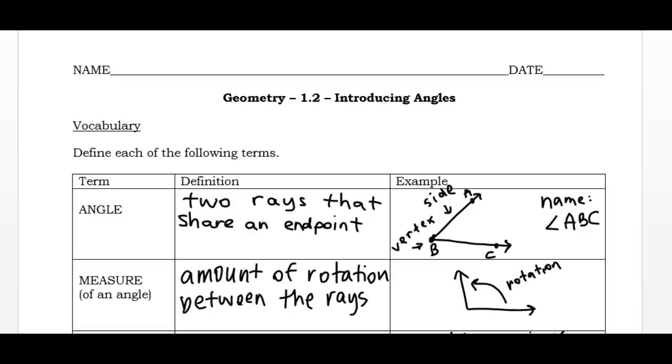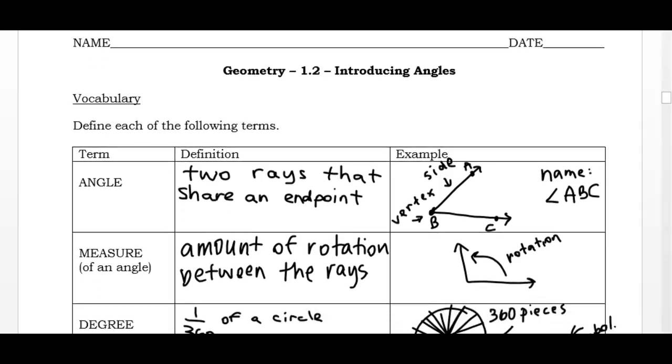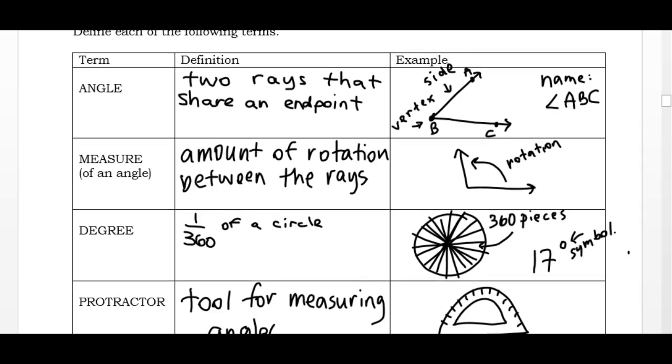This is Geometry Lesson 1.2, and in this lesson we're going to talk about angles. So again, I have some definitions that you can copy down. Pause as you need to. I'm just going to read through them. The first word that we're defining is angle. An angle is two rays that share an endpoint.